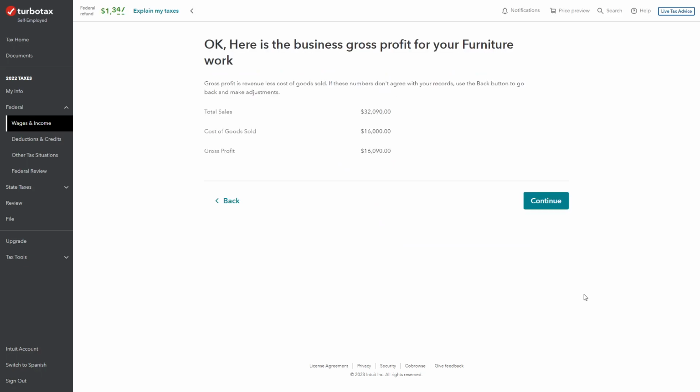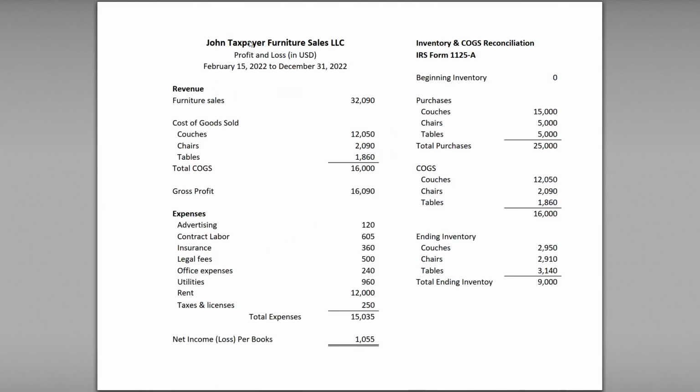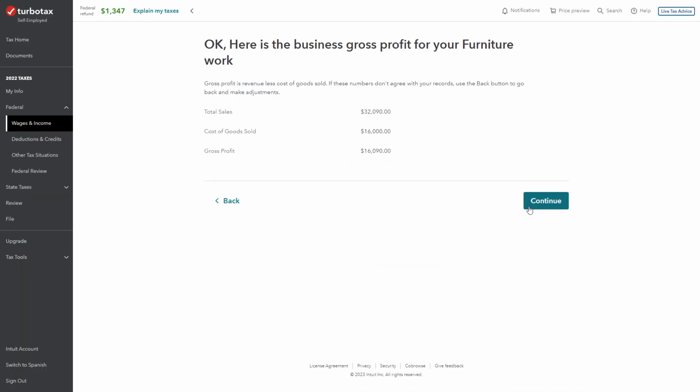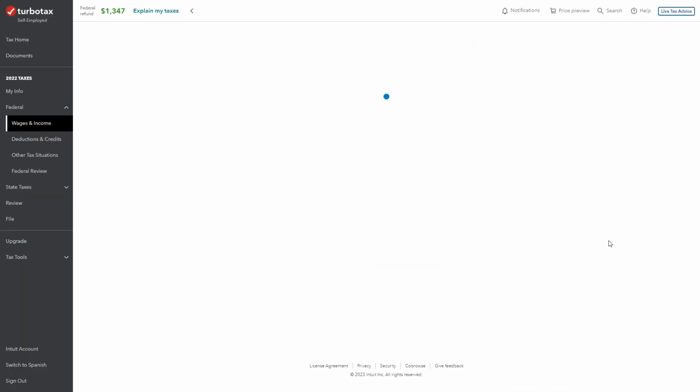Go ahead and continue. It should tell us what the computed cost of goods sold is for the year, right? So there's our sales. Cost of goods sold is $16,000. Gross profit is $16,090. And those amounts do reconcile with our profit and loss, right? Cost of goods sold, $16,000. Gross profit, $16,090. All right, go ahead and continue on through there.